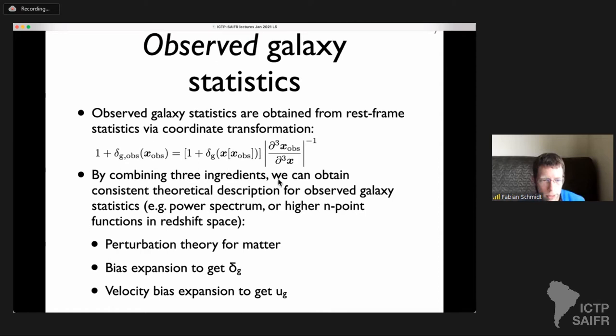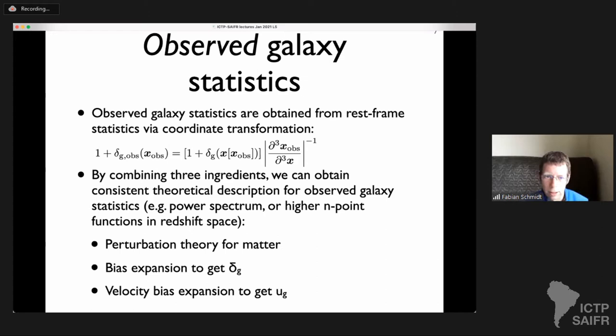Right. So to recap this whole story, including the last lecture, to calculate the observed galaxy statistics, we need perturbation theory for matter. We need the bias expansion to get the rest frame galaxy density. And then we also need some kind of velocity expansion to get the galaxy velocity. And that turns out to be very simple, as we'll see. And so then you put the three together in a consistent perturbation theory framework, and you just need to compute.